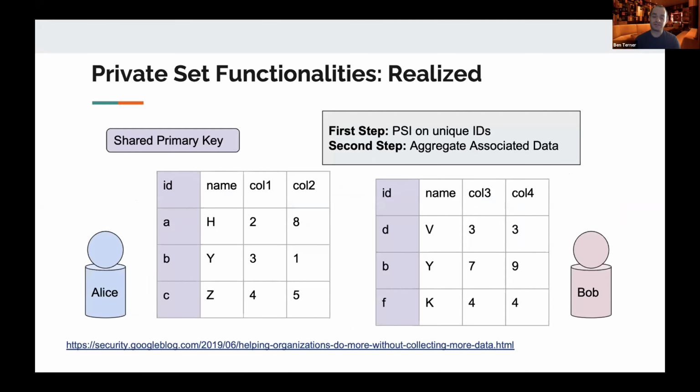And this actually turns out to be very useful in practice. There are a couple of large tech companies that currently use PSI with aggregate statistics. And you can think about how they work. It's really just two steps.